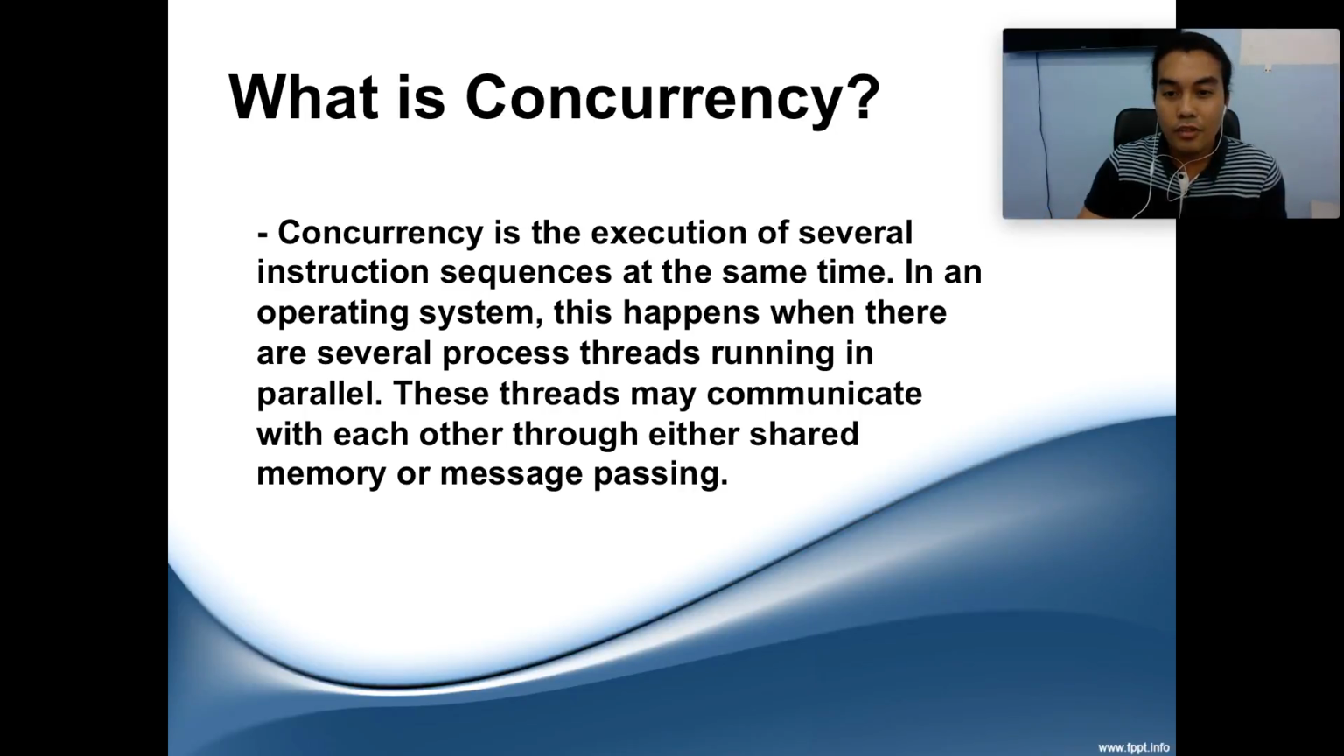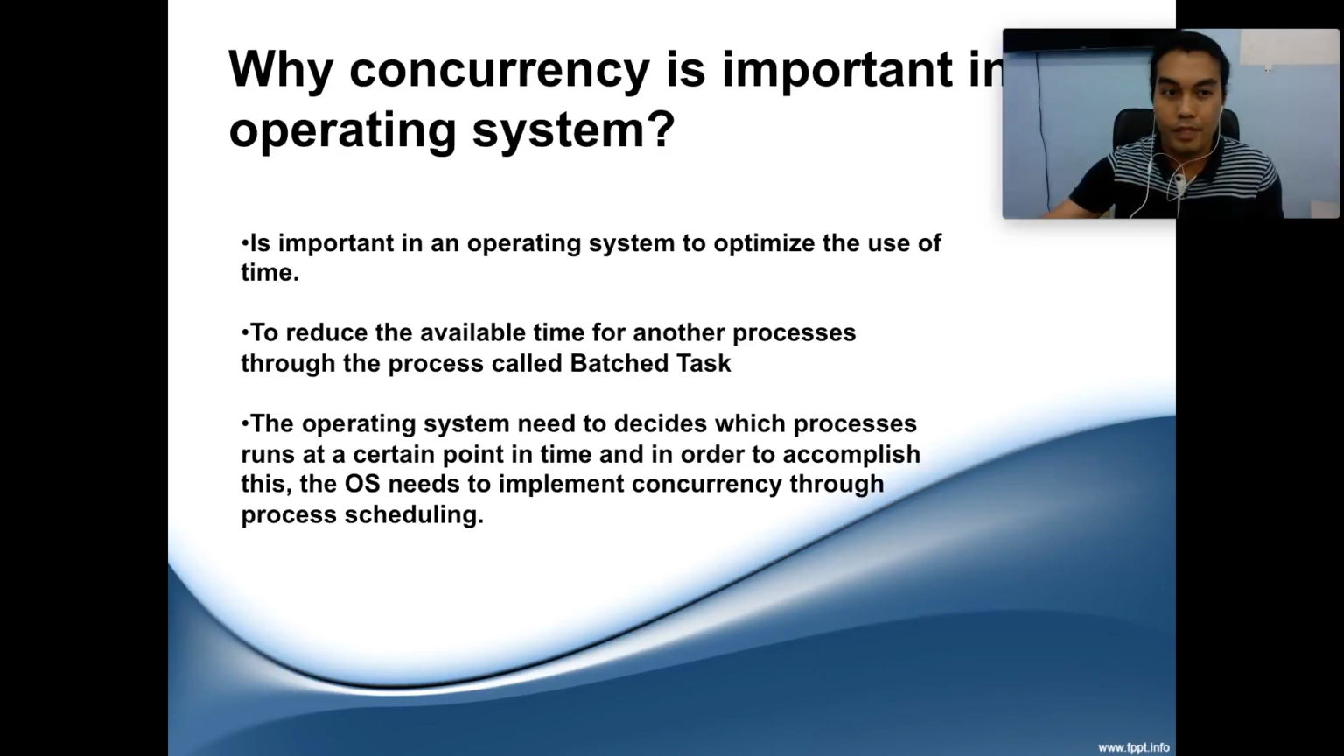Concurrency is the execution of several instruction sequences at the same time. In an operating system, this happens when there are several process threads running in parallel. These threads may communicate with each other through either shared memory or message passing.